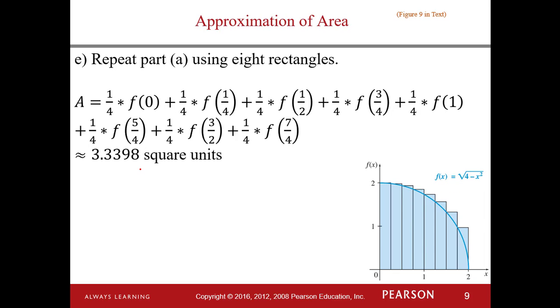And then finally we can repeat it again using 8 rectangles. And now we have a width of 1/4 since we have 4 rectangles in each interval. This will be 1/4 times f of 0 plus 1/4 times f of 1/4 plus 1/4 times f of 1/2 plus 1/4 times f of 3/4 plus 1/4 times f of 1 plus 1/4 times f of 5/4 plus 1/4 times f of 3/2 plus 1/4 times f of 7/4. Multiply all that and add all that together to make 3.3398 square units, which now is an even better approximation.